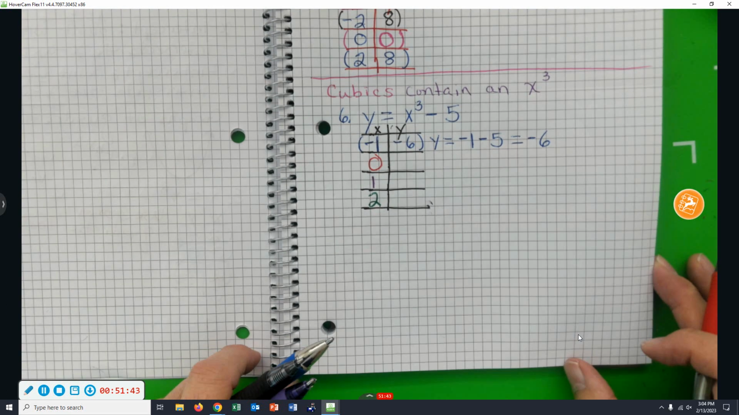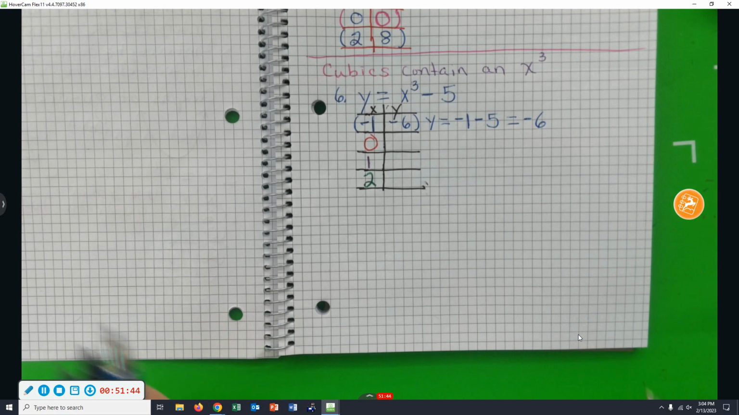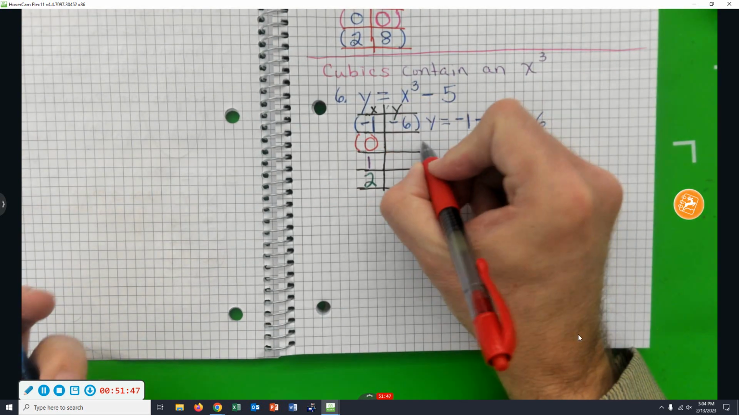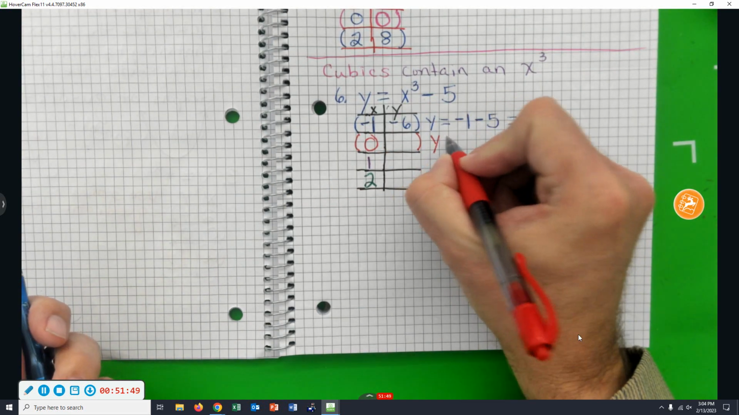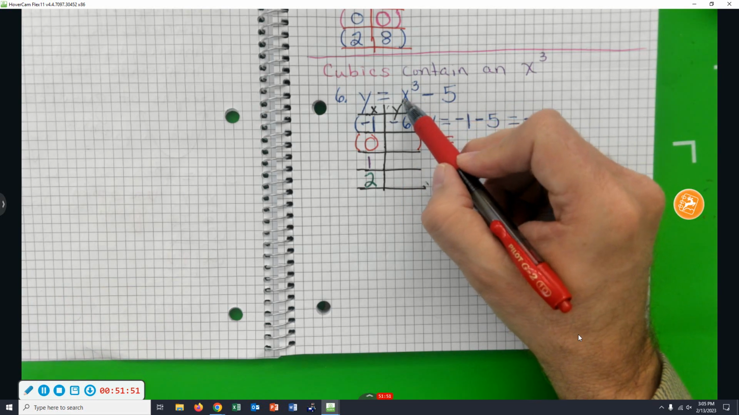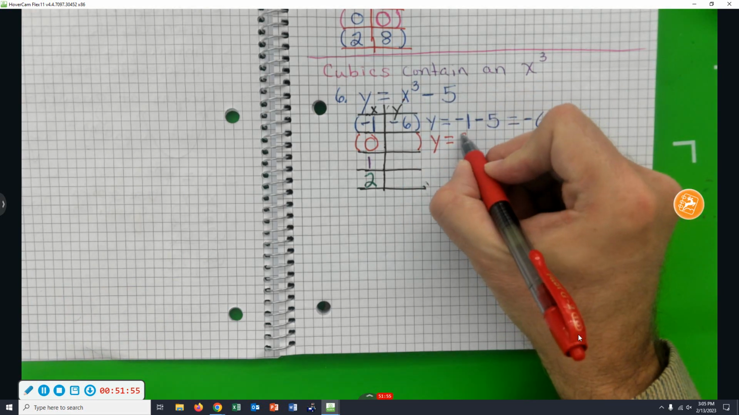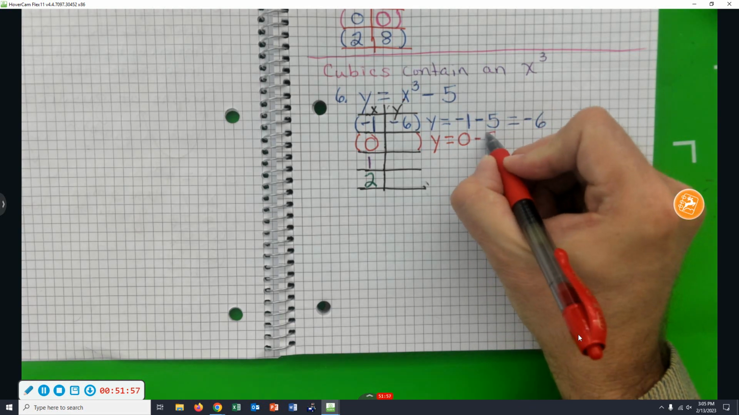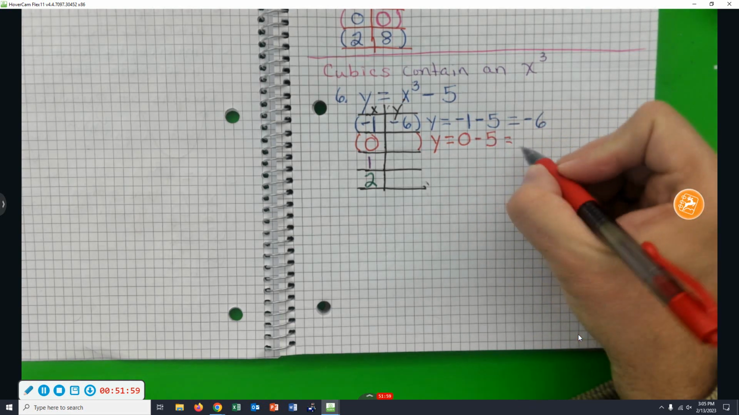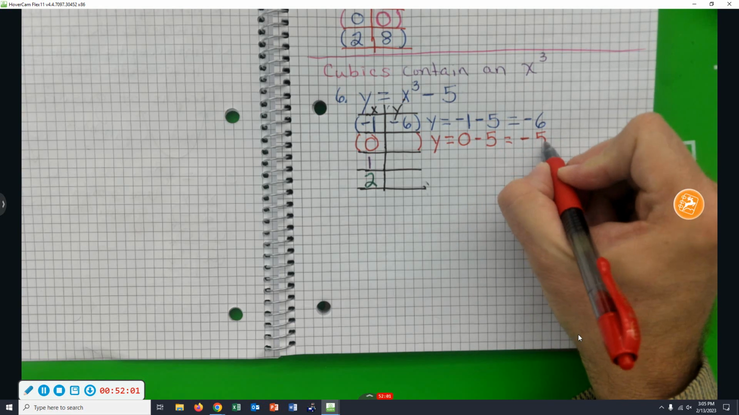Ooh, on the red one, I think plugging the 0 is going to be easier. Am I right? If I plug a 0 in for x, 0 times 0 times 0 is 0 minus 5. Is that just going to be a -5?